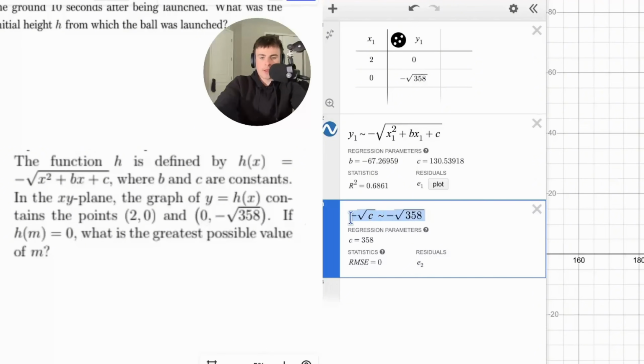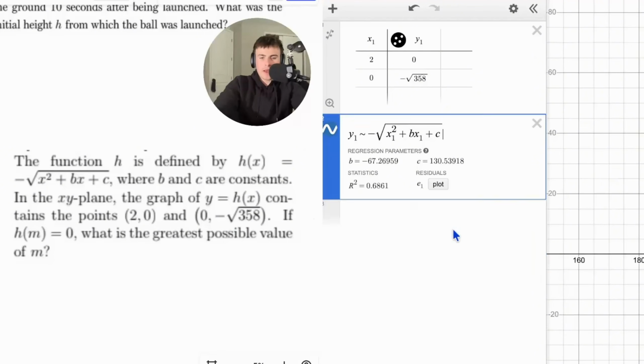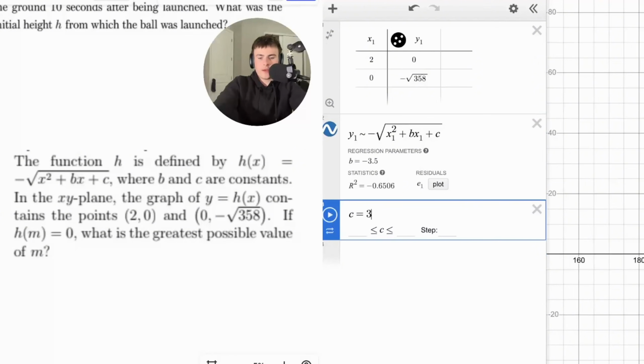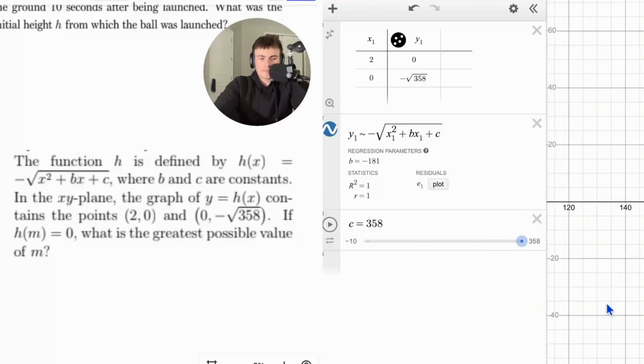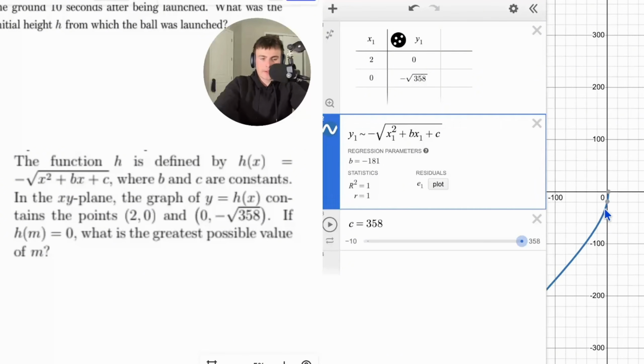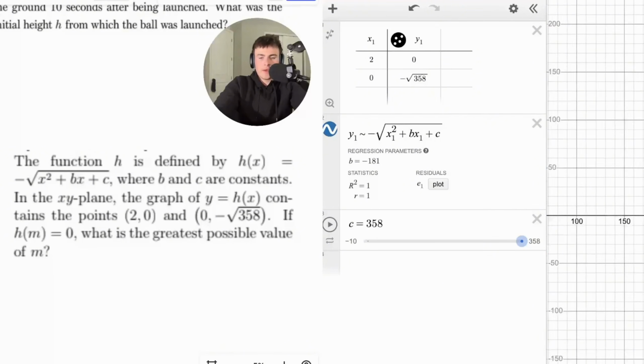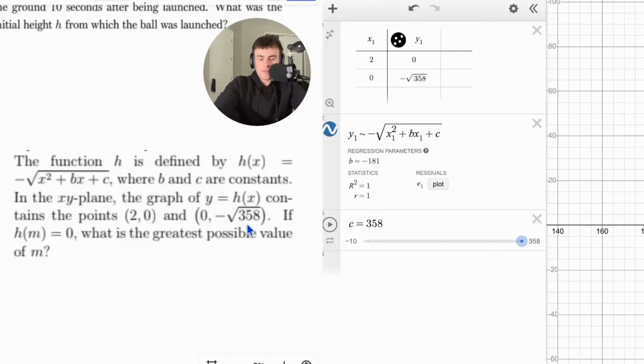So from this logic of using this point, you could just say, oh, well, c is 358, and then it just solves for everything. And r squared is 1. That's perfect. It's going through your points. It gives you the point exactly, which is amazing, and it's going through both of your points. That is great. So I literally just use a point to my advantage. I put 0 in for x, and then I solve for y. And from that, I just knew that c is 358 by using a regression.